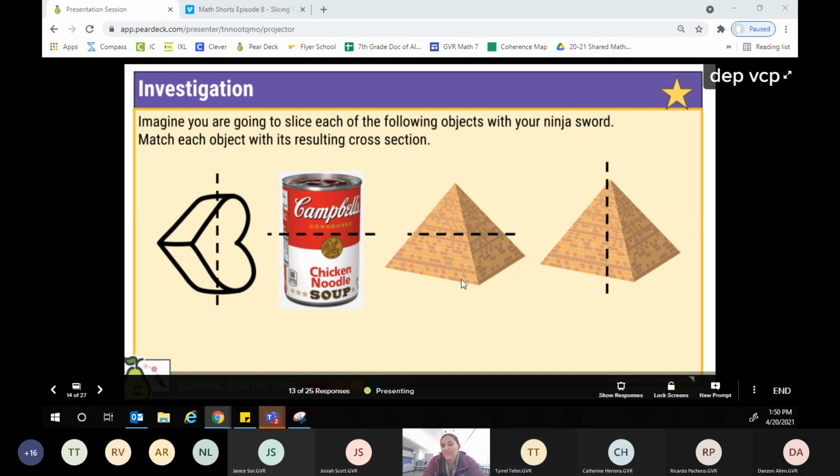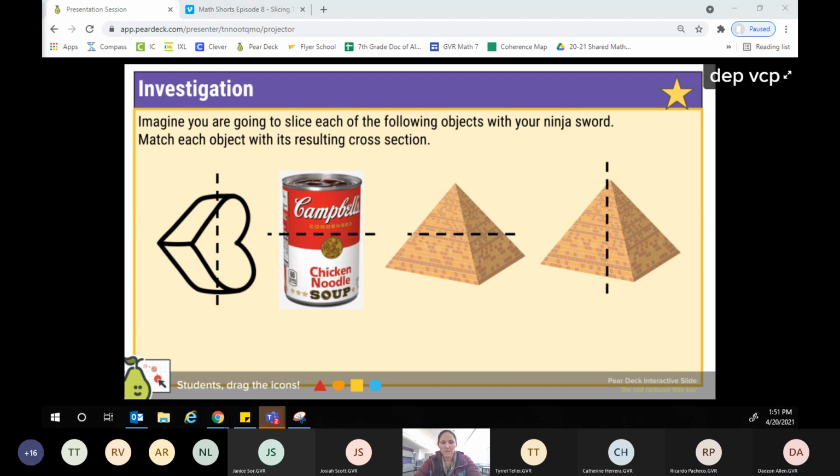Now, the last two, these are a little tougher. So does anybody want to volunteer to explain both of these? Where did you put the square and where did you put the triangle? Janice, go ahead. I said square for the first one because if you cut it horizontally, the part that's exposed is going to be in the shape of the square, which is the same as the bottom. And the second one I said it's the triangle because if you cut it vertically and look at the exposed parts, it's in the shape of a triangle.